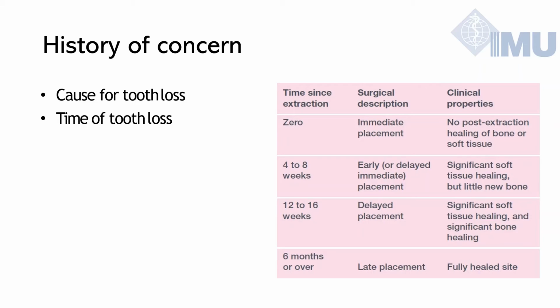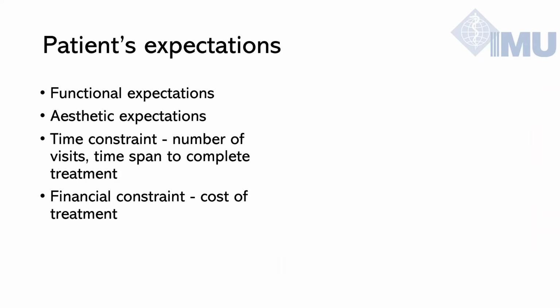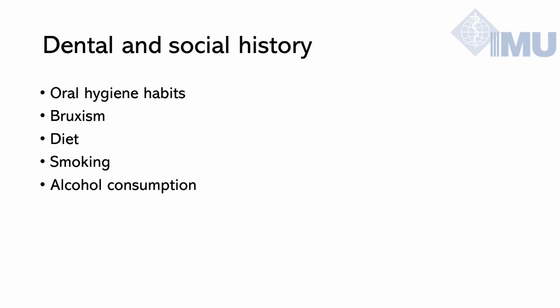So this is basically a classification given by a few of the earlier international team for implantology people, so that can be followed. Patient's expectations, whether functional expectations or aesthetic expectations, or time constraints or financial constraints, all these aspects you need to understand when you go for the dental or social history.